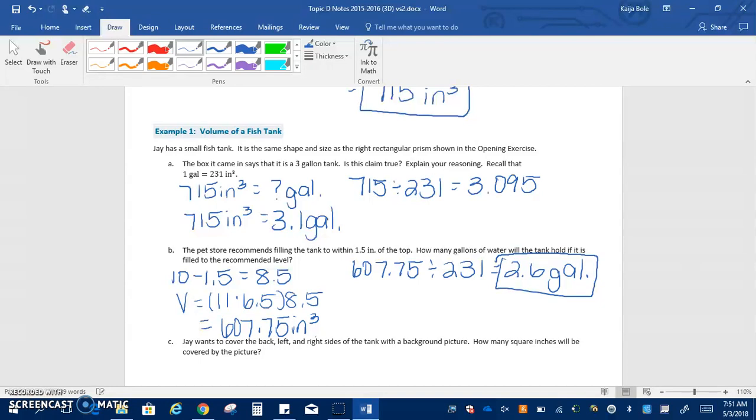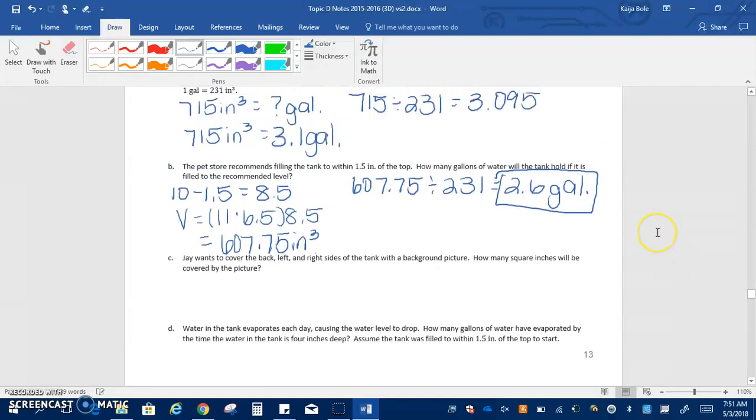Okay, go ahead and flip over to the back side. We're going to do these last two questions, C and D here. C says, J wants to cover the back, left, and right sides of the tank with a background picture. How many square inches will be covered by the picture? So if we're covering something, that means we're going to be talking about area. So we're just going to do the individual areas.